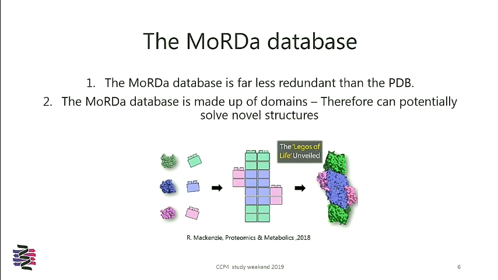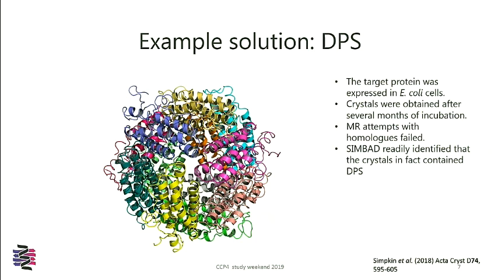So I'm going to go through now some examples of where SIMBAD has been able to work. In this first example, the target protein was expressed in E. coli cells.